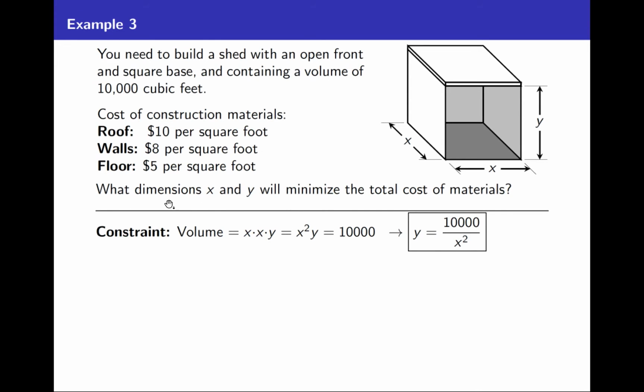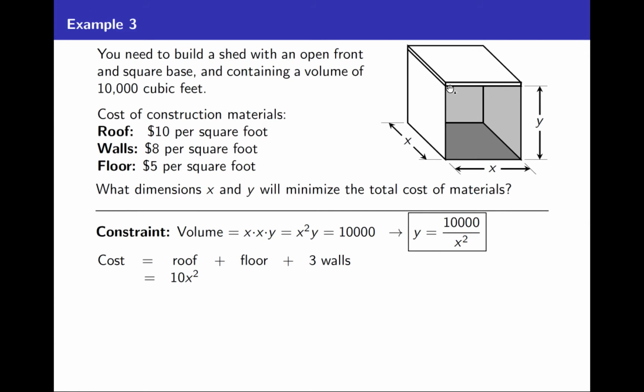Let's figure out what we need to minimize here. We want to minimize the total cost of material. So that tells us we've got to get creative and cook up a function that gives us cost. Now we'll rough it out here. The cost of materials would be the cost of the roof plus the cost of the floor plus the cost of the walls. And there are 3 walls here, so we've got to include the cost of all 3 of those. Now each of these we should be able to figure out. Look at the roof.